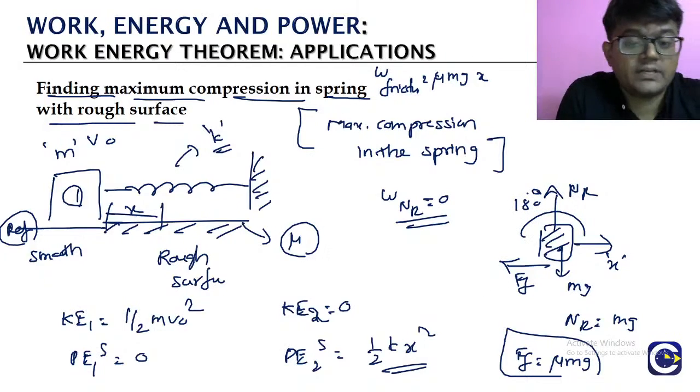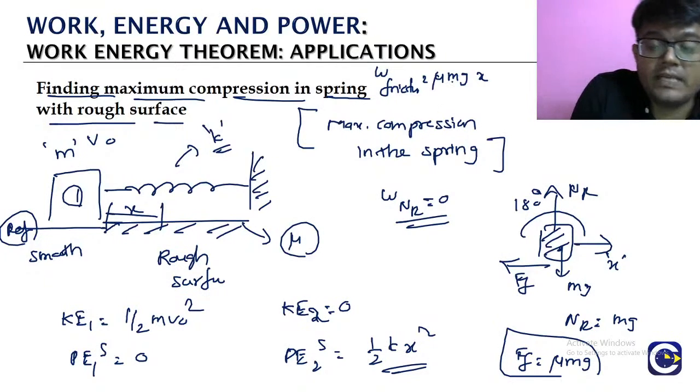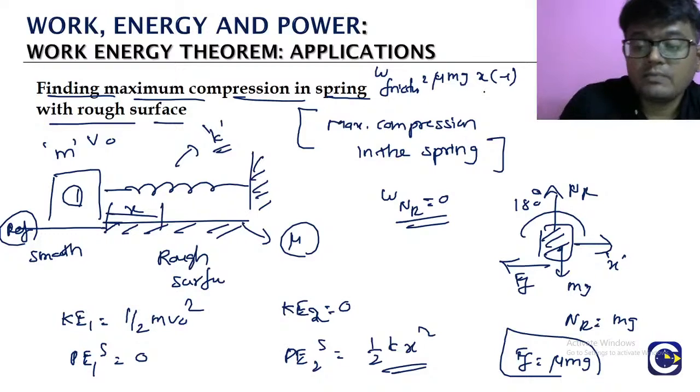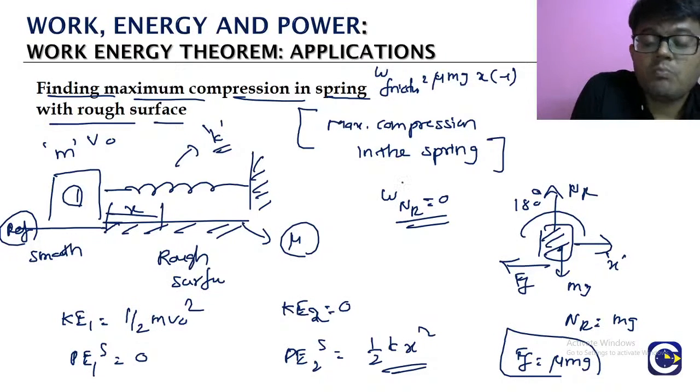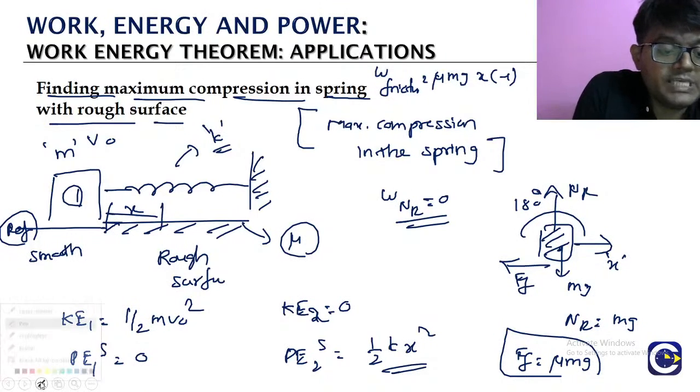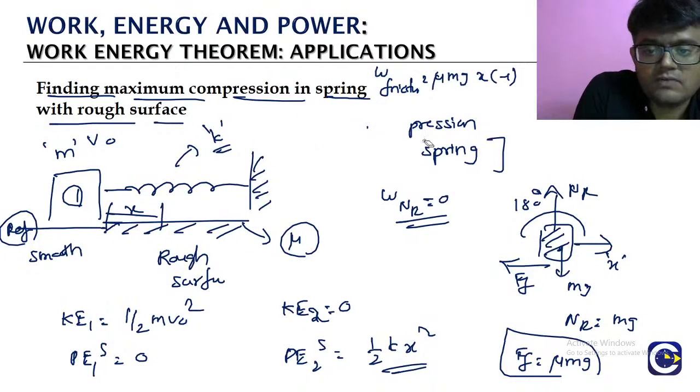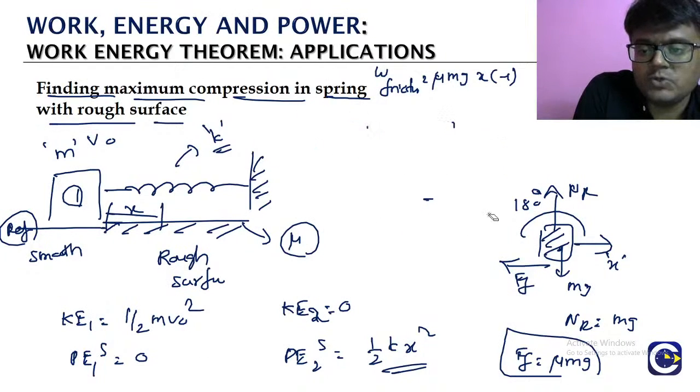Friction is to the left, body is moving to the right. That's why we'll get cos 180, minus 1, will come. So work done by frictional force is minus mu mgx. What is the work done by friction force? It is minus mu mgx.